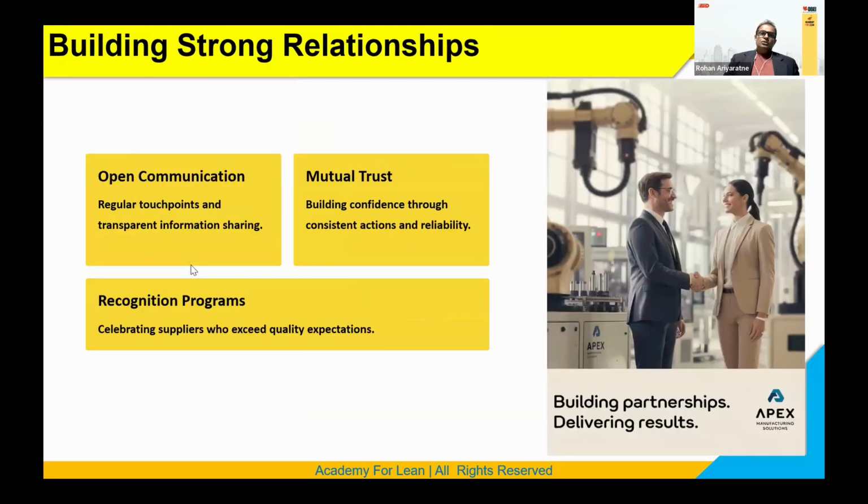All right. So how do you build a strong relationship? There are three areas you look at, especially open communication. You can discuss with them through regular touch points and transparent information sharing. You can share the information you are collecting about their service, such as material concerns. Then you have to capture the data and show it to them very transparently.